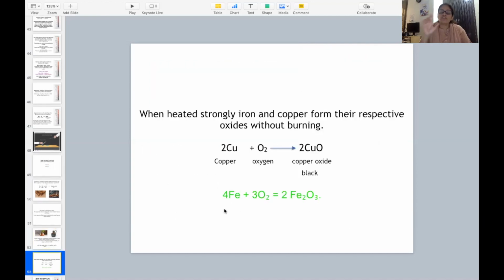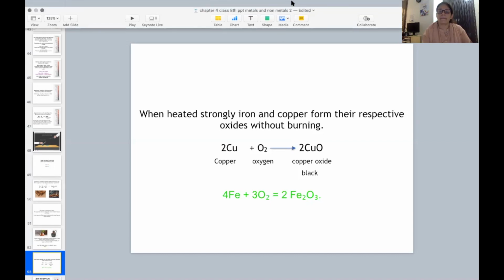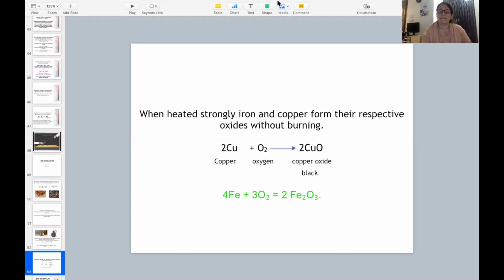Then when heated strongly, as we have discussed, iron and copper do not react very vigorously. The reaction is very slow. It takes a lot of time. But when these are heated strongly in the presence of oxygen, the respective oxide is formed. Clear? It does not actually burn. When iron and copper are heated strongly, their respective oxides are formed, but they do not burn.